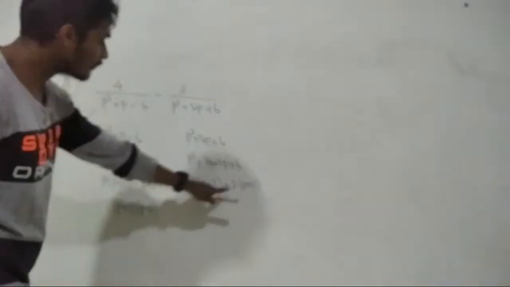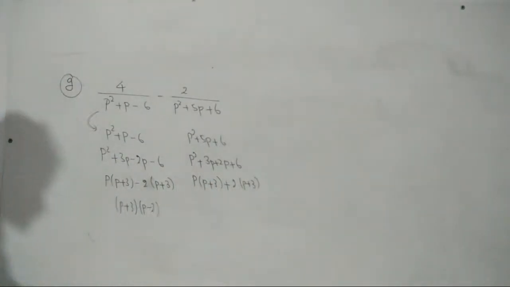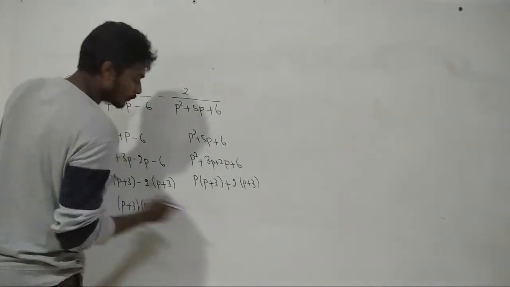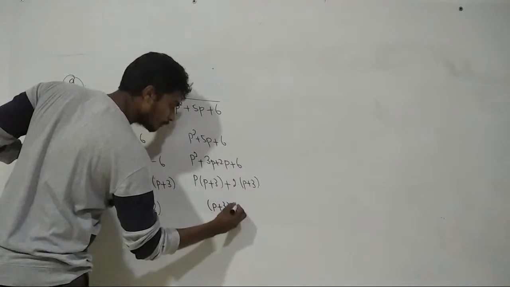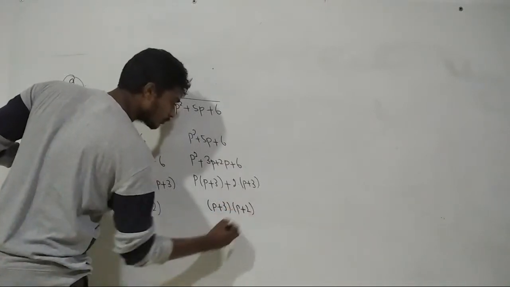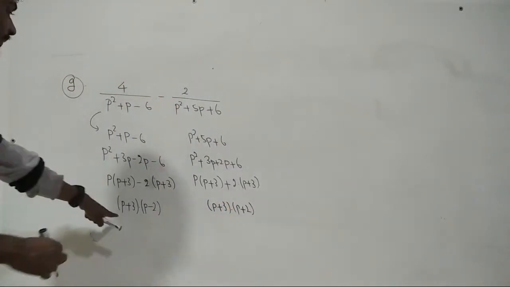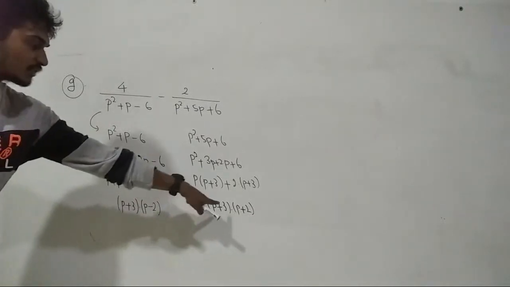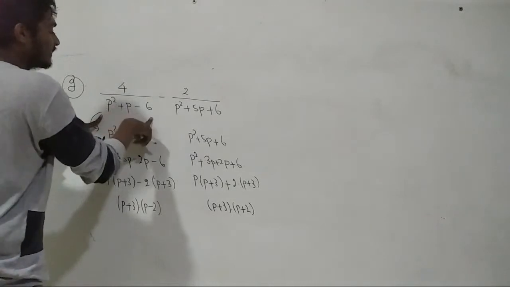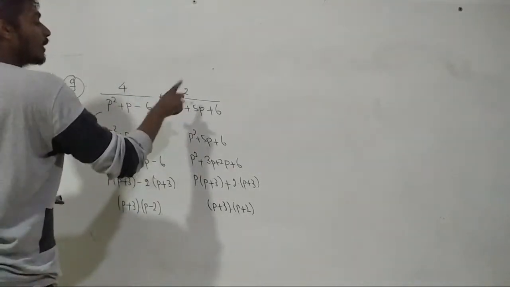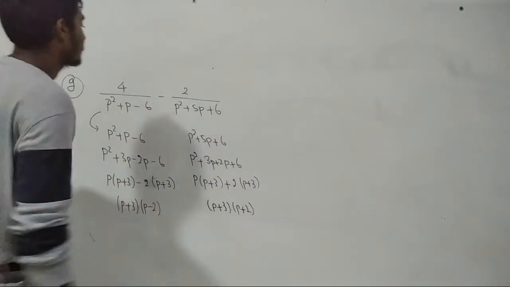So guys, now for both of them, p plus 3 is common. So just take p plus 3 out of the bracket. So when you take p plus 3 out of the bracket, you're going to have what? P plus 3 into p plus 2. So you have p plus 3 into p minus 2 and p plus 3 into p plus 2. So those are the factors of p square plus p minus 6 and p square plus 5p plus 6 respectively.